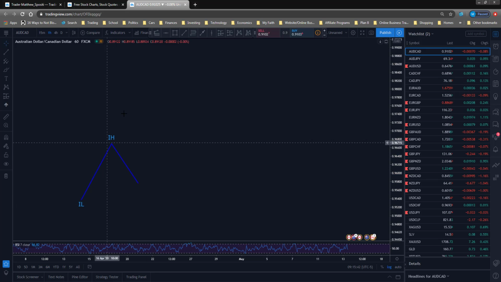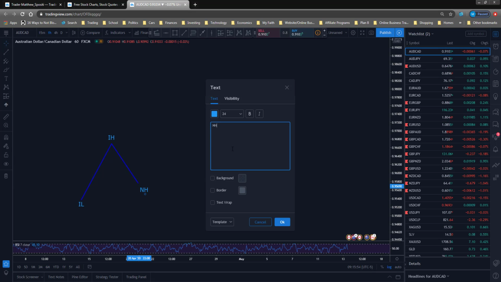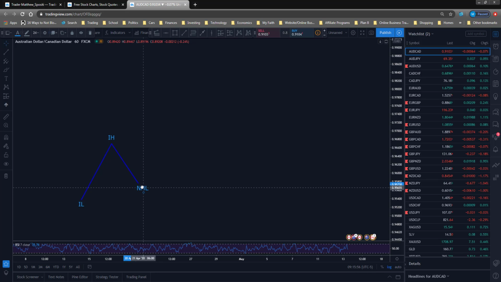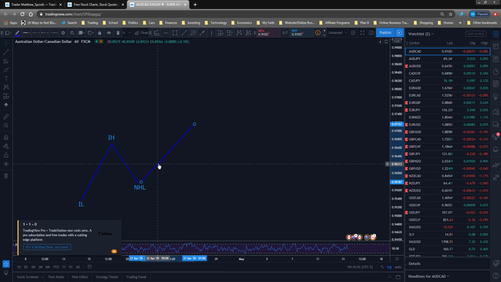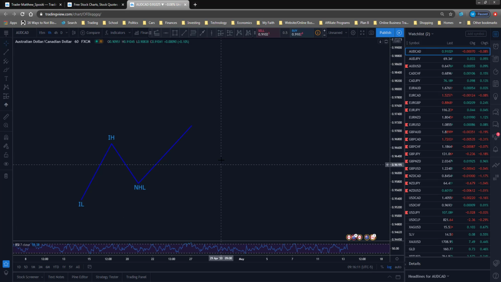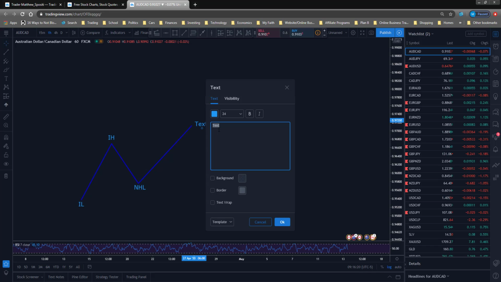So initial low, initial high, a new higher low. Okay, that's what we're going to call this. It's a retracement, but we're going to call it a new higher low, NHL, right there. And then we're going to do this. Pull this back right here. Get these two lines to connect, because that's what's going to look nice. Now we have a new structure high. New structure high, NSH.